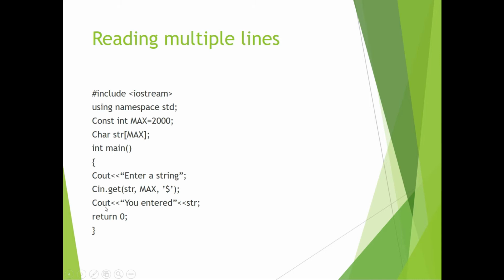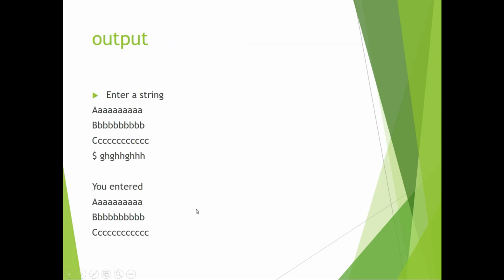So whenever I use you entered str, you can see enter a string. I have written multiple lines, and you can see the dollar symbol. Even after that, I have written something. And what will be my output? The next one you entered, whatever I have written just before the dollar symbol will be displayed, and whatever is after the dollar symbol will not be displayed. This is an example of reading multiple lines only till a particular point.